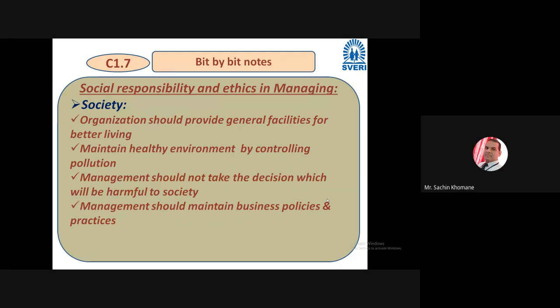Then maintain a healthy environment and control the pollution. They should have greenery inside their organization. They should control the pollution and take corrective action for pollution. They should not take decisions which will be harmful to society, like hazardous gas storage, insecure in various places, especially in the chemical industry. Then management should maintain the business policies and practices. Whatever policies are there, that particular management should follow. This comes under society related social responsibility.